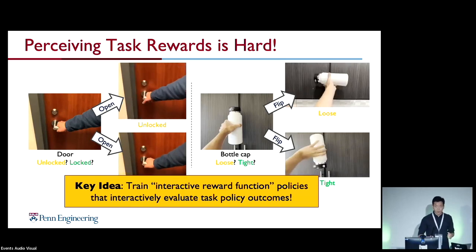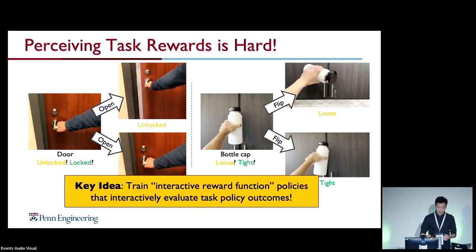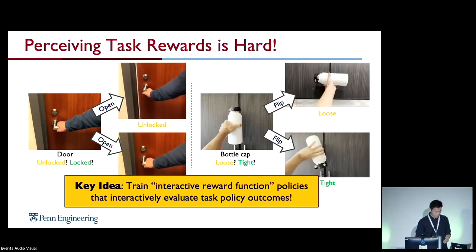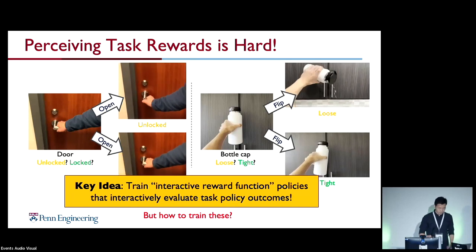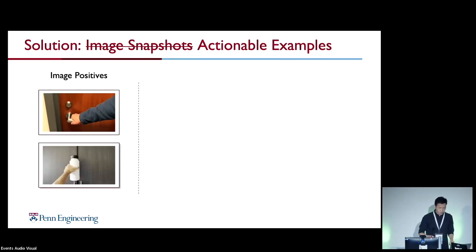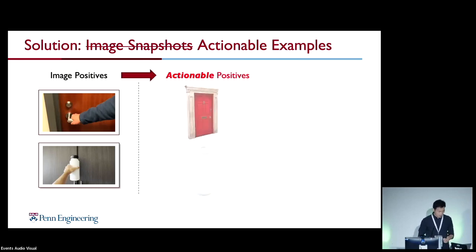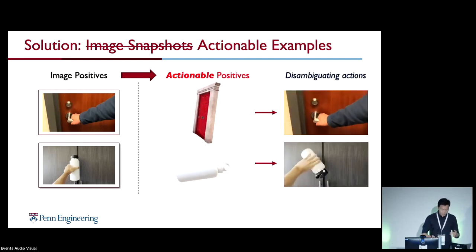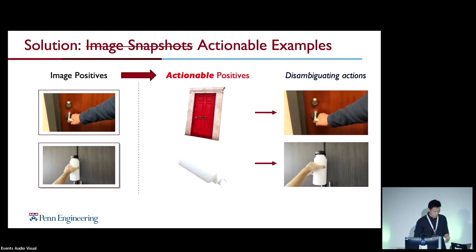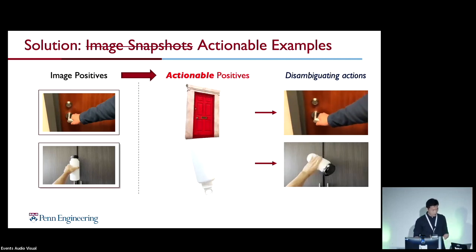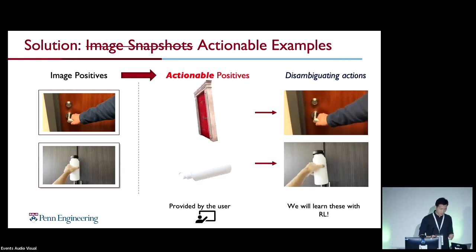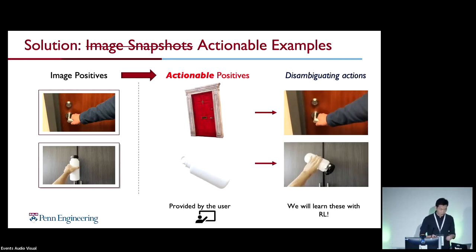Based on this idea, we propose to train interactive reward function policies that can interactively evaluate task policy outcomes. Then the question becomes how to train this. Our solution involves replacing image snapshot examples with what we call actionable examples, real physical objects on which an agent can act. For example, it can be a physical door that the robot can open or close, or a water bottle that can be flipped upside down. Note that we get only the objects, not demonstrations, but we'll soon talk about how to learn this kind of disambiguation in action policies.